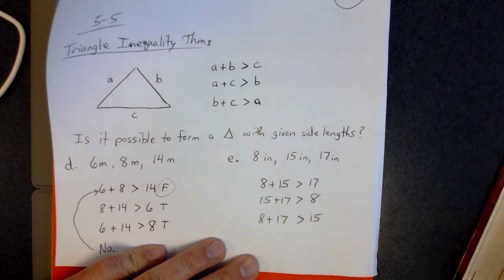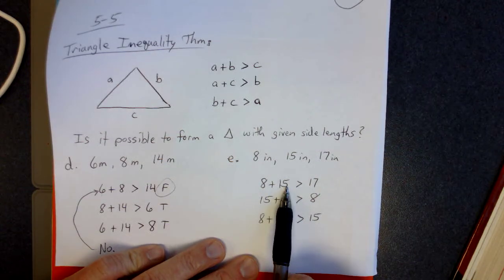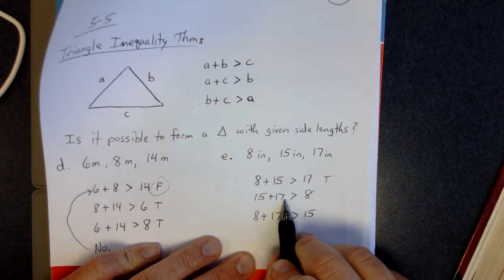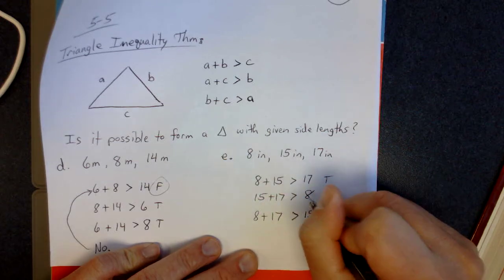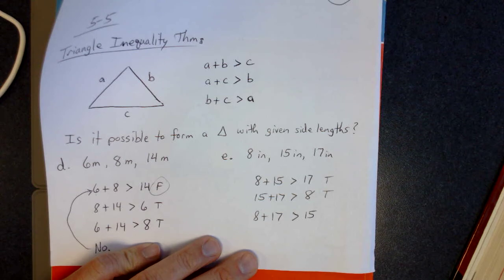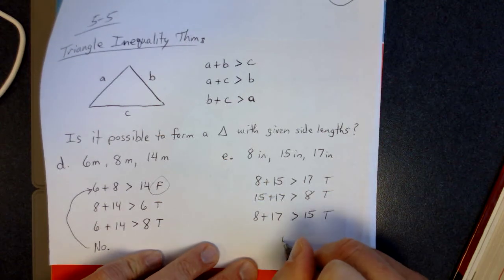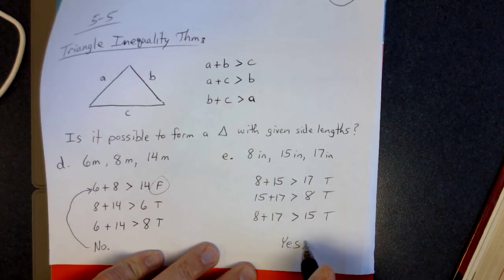Then if you go through these inequalities, they're all going to end up being true. 8 plus 15 is 23. That is bigger than 17, so that's true. 15 plus 17 is 32. That is bigger than 8. So that's true. And 8 plus 17 is 25. 25 is bigger than 15, so that is true. So our answer here would be yes, this would form a triangle.